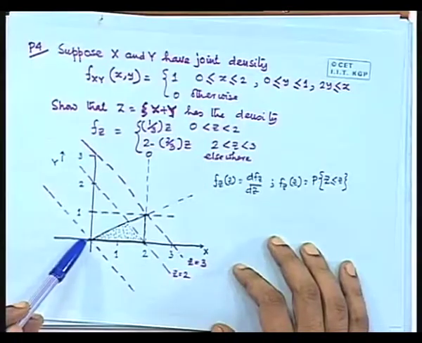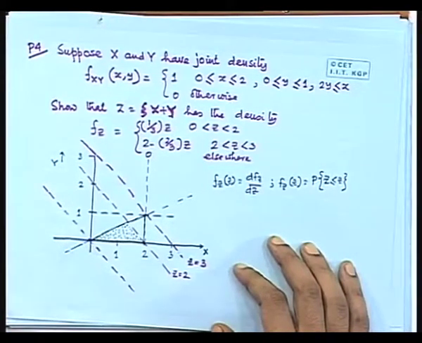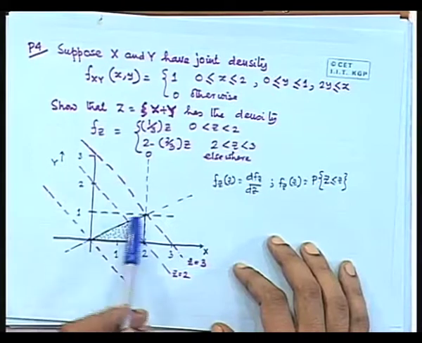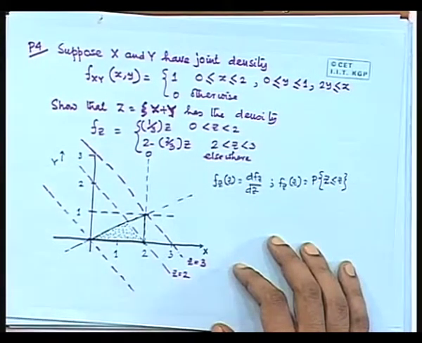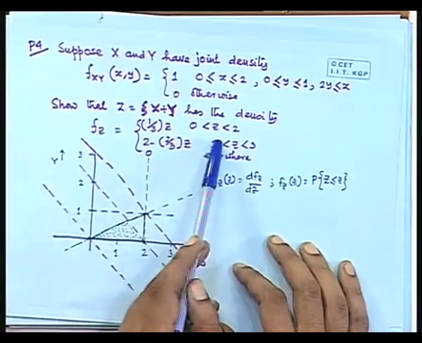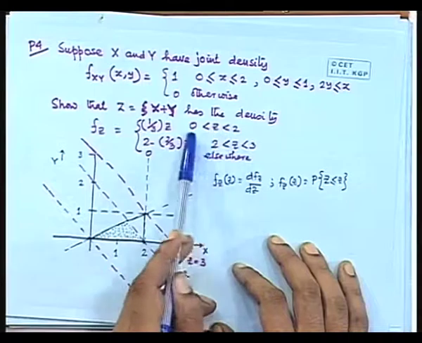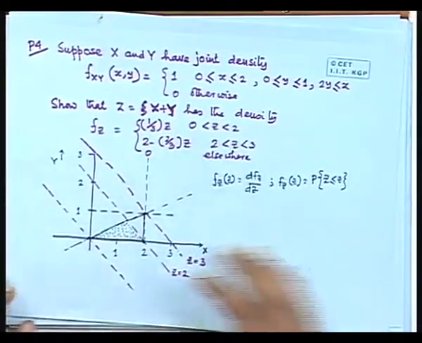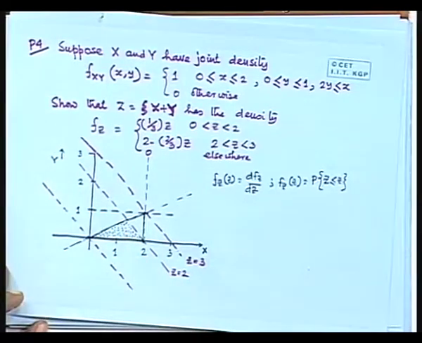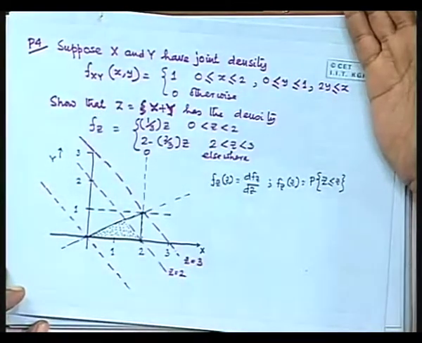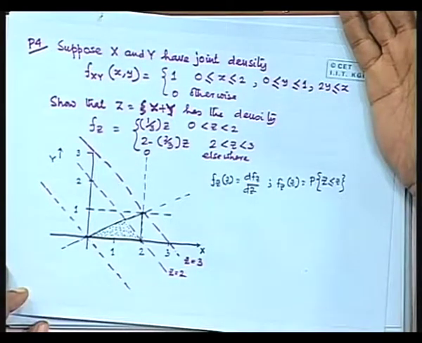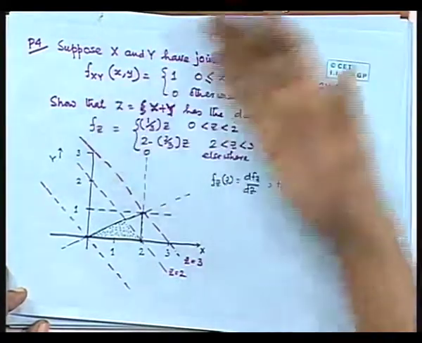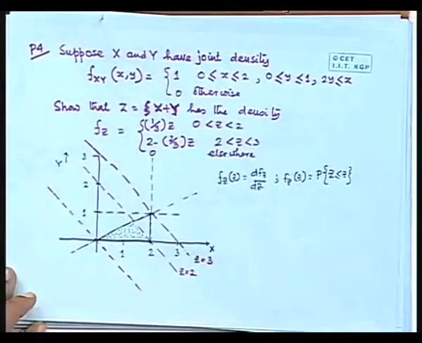Obviously, if z is less than 0, the probability is going to be 0, because it exists only in this green triangle. That is why they have said that z must be between 0 and 2 or between 2 and 3. That means z can be only between 0 and 3, and it is 0 elsewhere. Below 0 there is no probability, beyond 3 also there is no probability. Rather, beyond 3 f_Z is 0, but if you integrate, capital F_Z will become 1, correct.